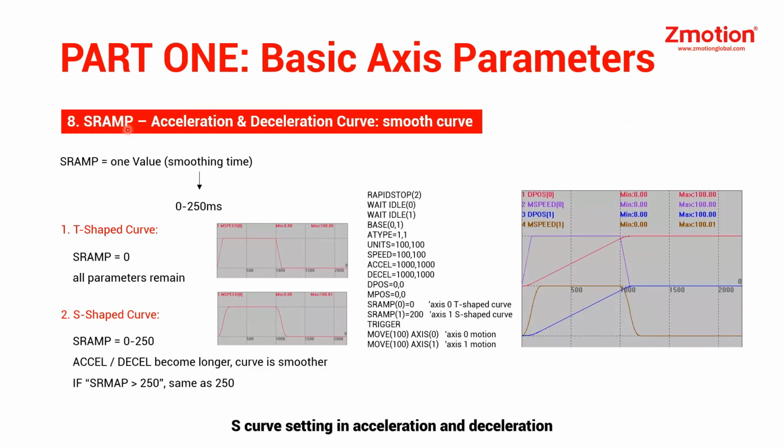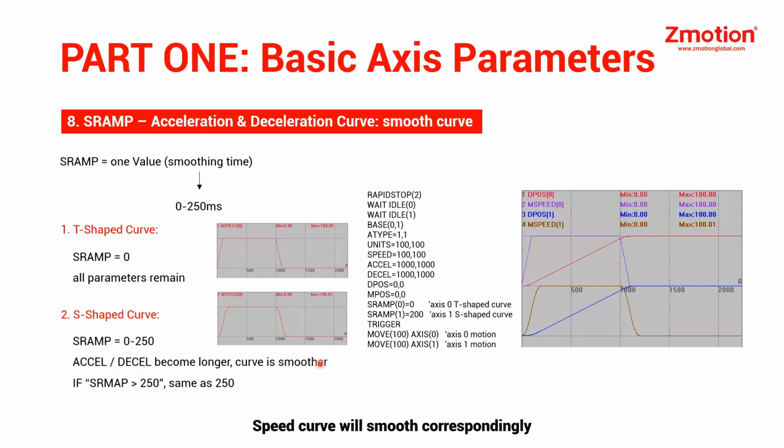S-curve settings in acceleration and deceleration. The S-curve is very smooth. Here shows the usage. The time can be set from 0 to 250 milliseconds. When it is 0, it is a T-shaped curve. It is only for speed curves, and others remain. When it is set to other values, it is an S-shaped curve.